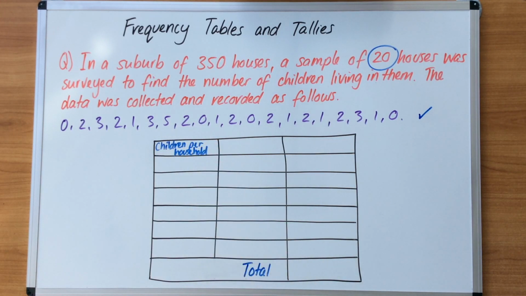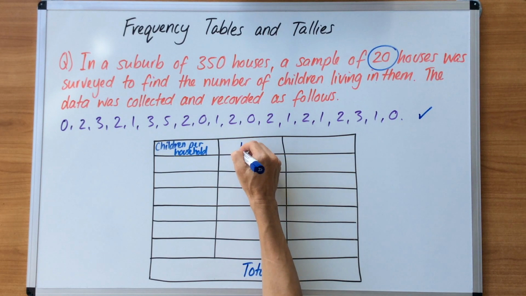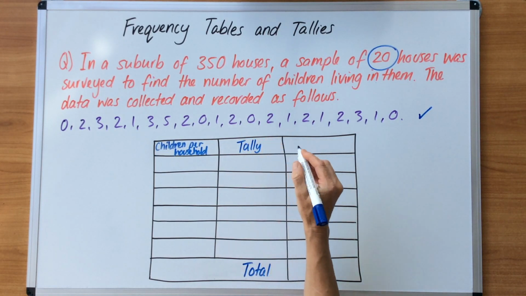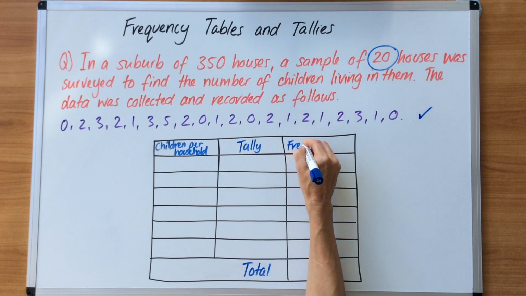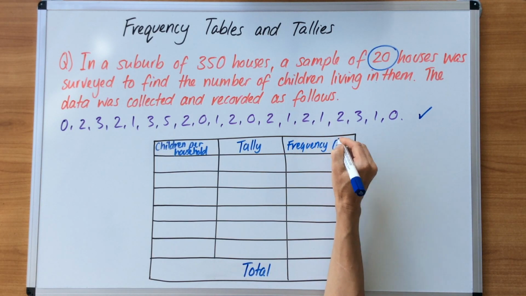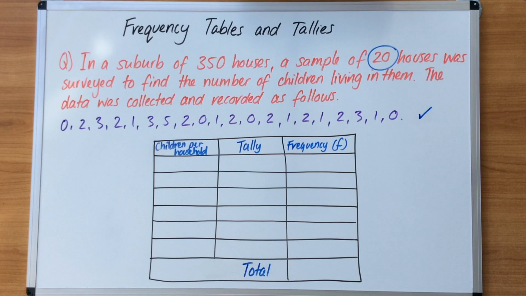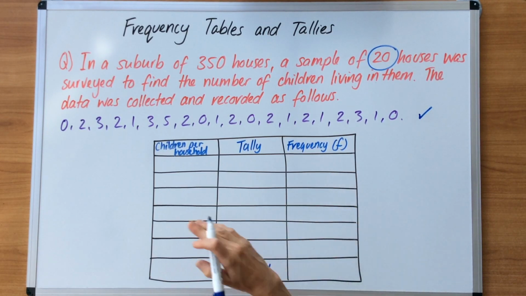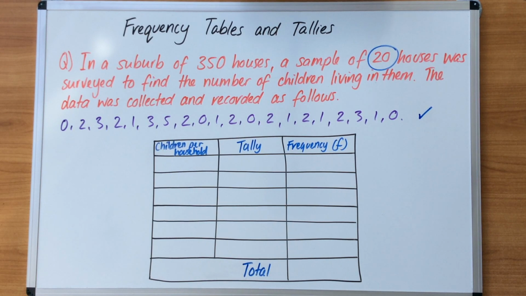Bit messy there, but you can see what's going on. Then the tally goes in the middle, and the frequency goes at the end. F in brackets should be a cursive F. So frequency means how frequent it occurs. And that's what that digit in those columns will tell you, how often that particular score will occur.